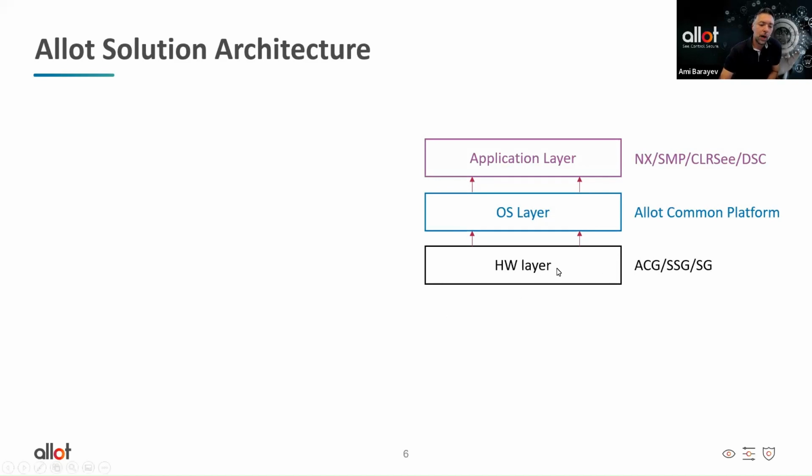On top of the hardware, there is the OS layer. The OS layer is the underlying infrastructure on which we can deploy all the different applications that Allot provides. The different applications can be the Net Explorer, the SMP, ClearC, DSC, and so on. So this is, at a very, very high level, the architecture of Allot's solution.